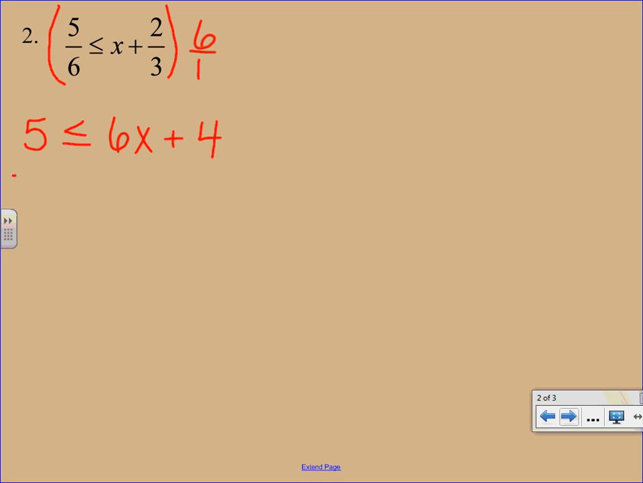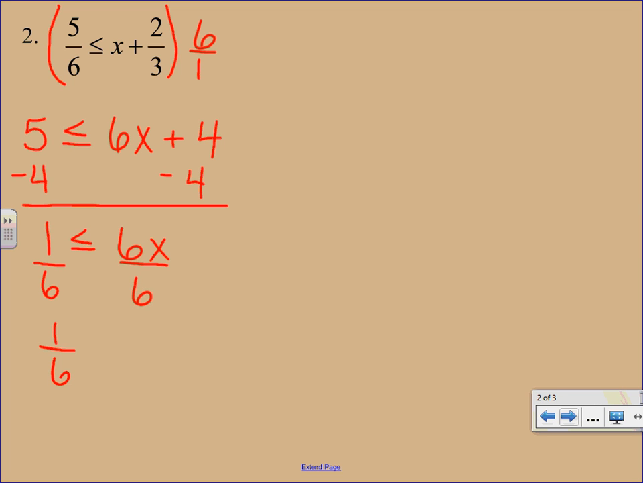Subtract 4 from both sides. 5 minus 4 is 1. Bring down the inequality symbol. Bring down the 6x. Divide both sides by 6. And leave this as a fraction. Don't get all decimal happy here. So leave it as 1/6 less than or equal to x.